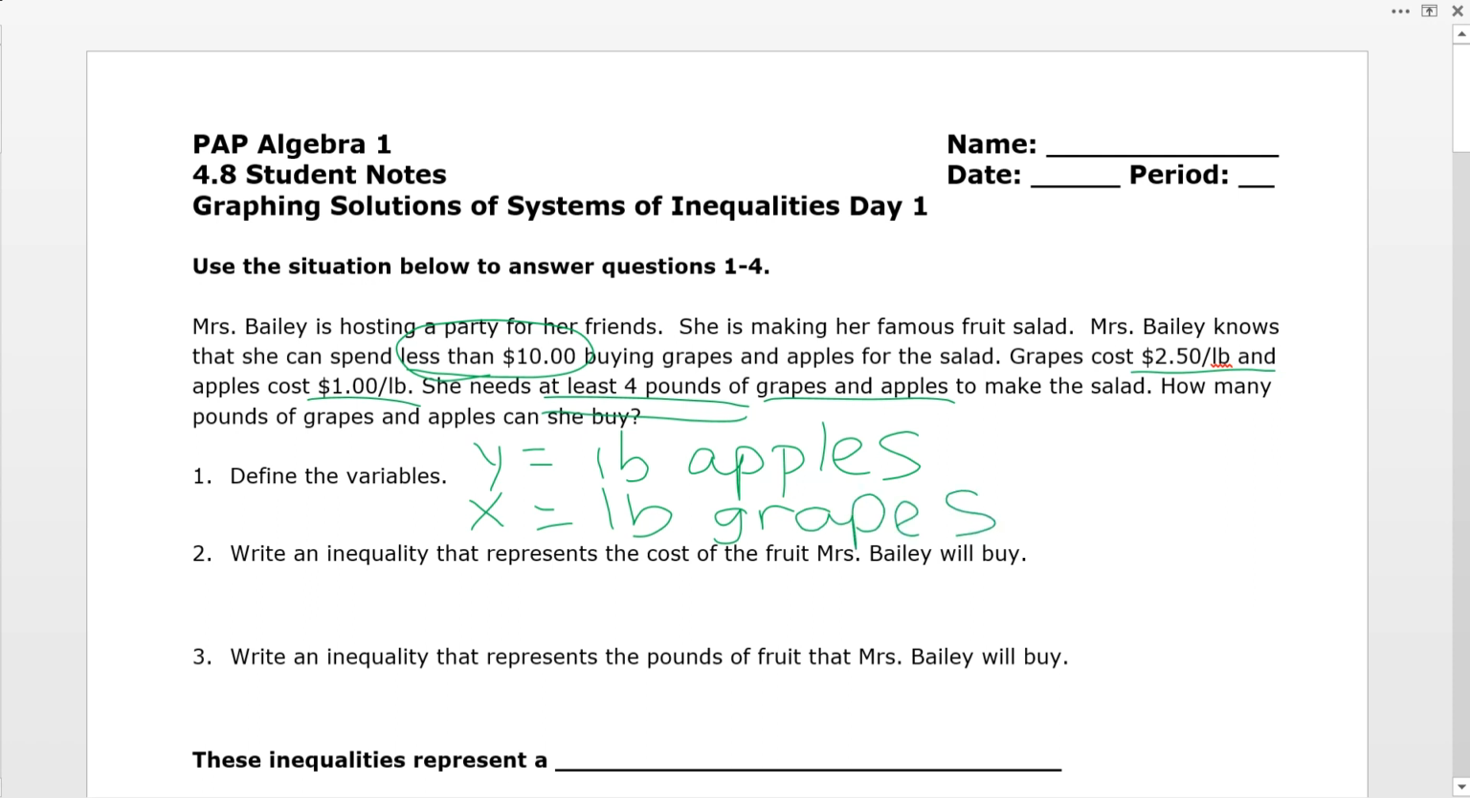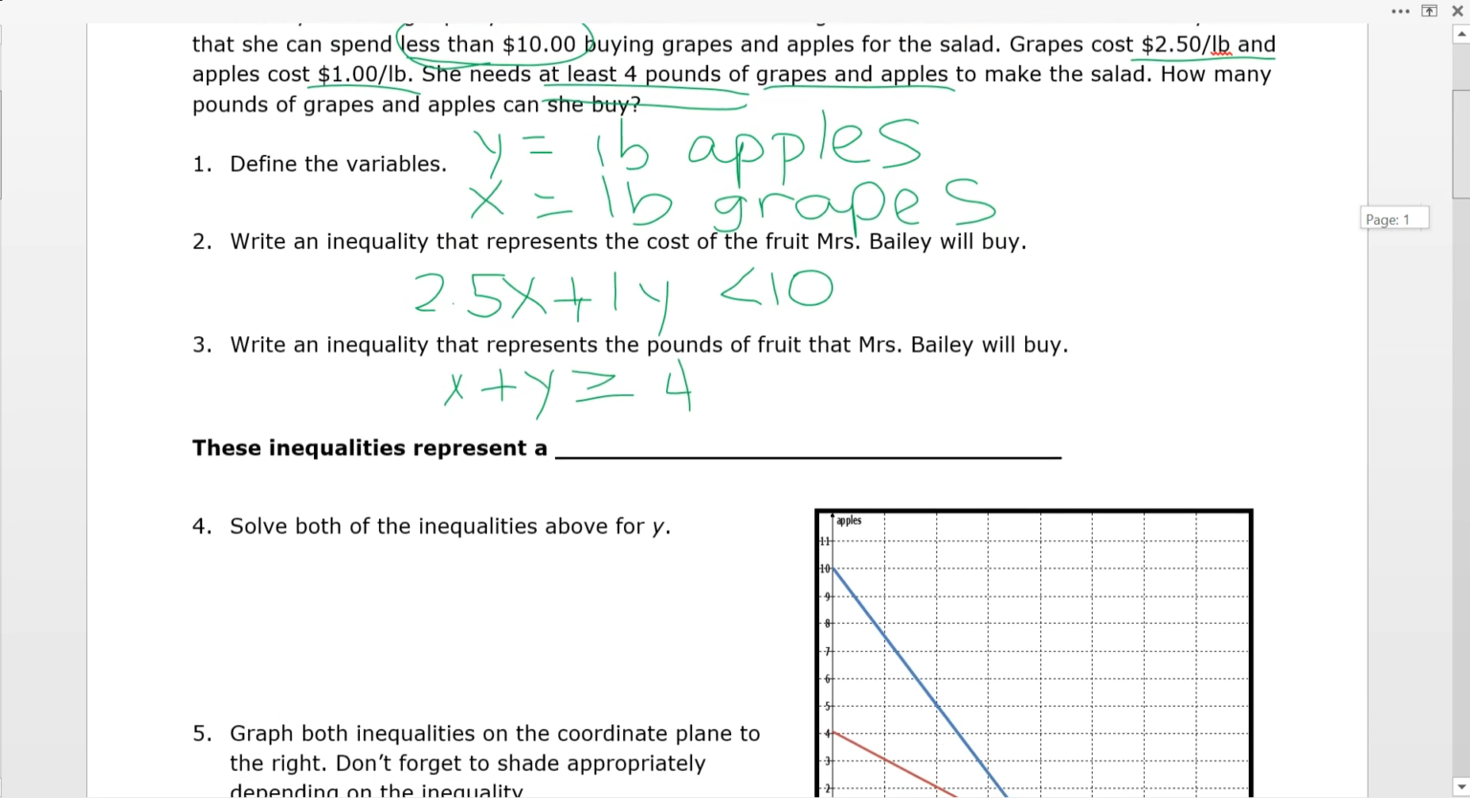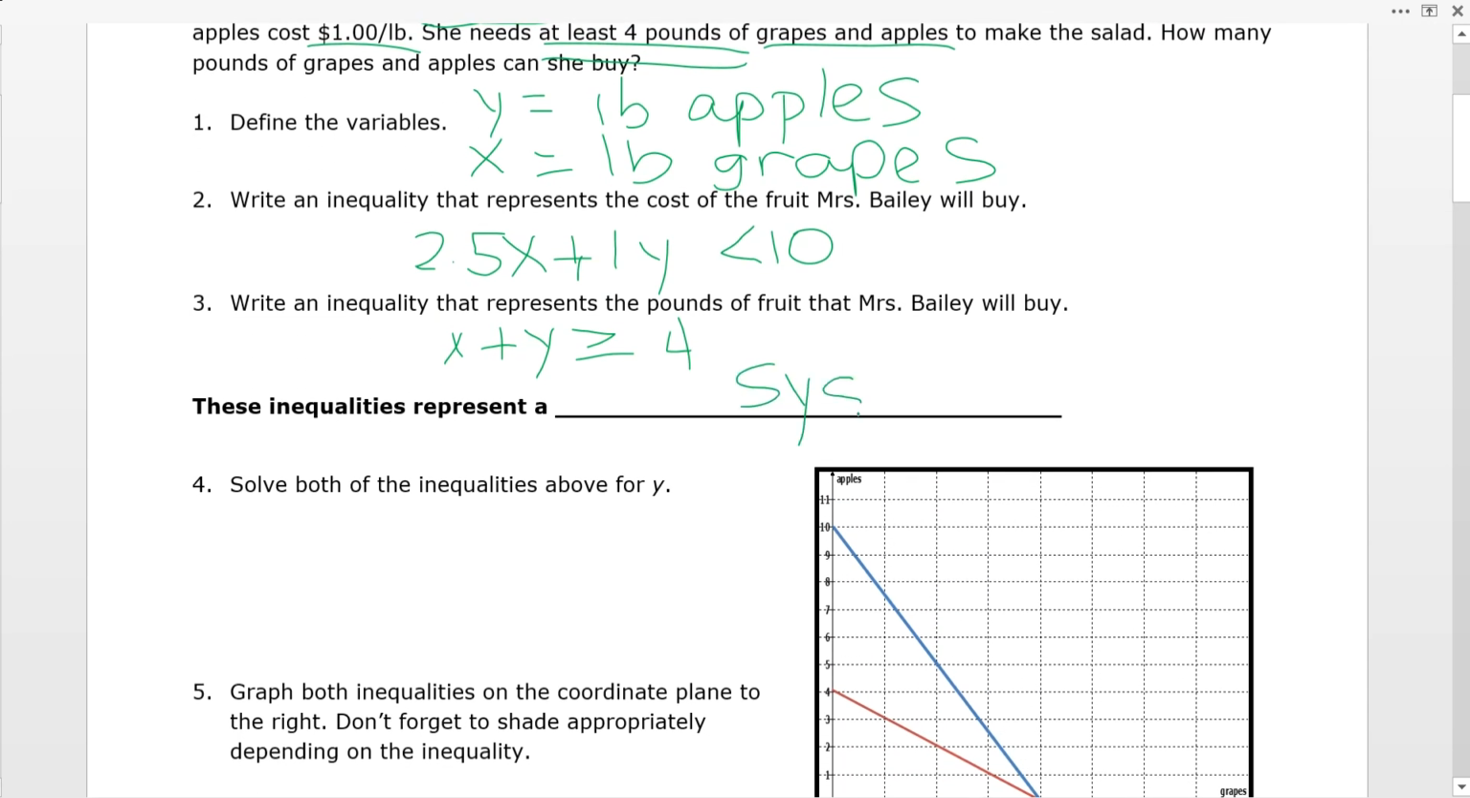So if we're talking about the cost of the fruit, she must have spent less than $10. So I'm going to have 2.5 times x plus 1 times y, and that's going to be less than 10. And then for fruit, I know that x plus y needs to be at least 4. That's going to be bigger than or equal to 4. Okay, so these inequalities represent a system. So we're still doing the system.